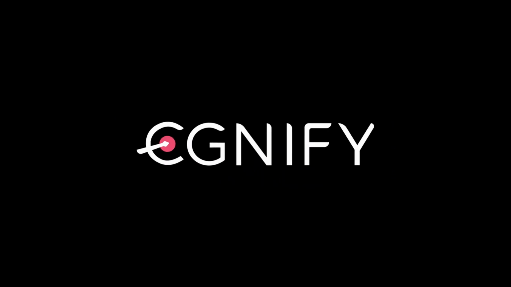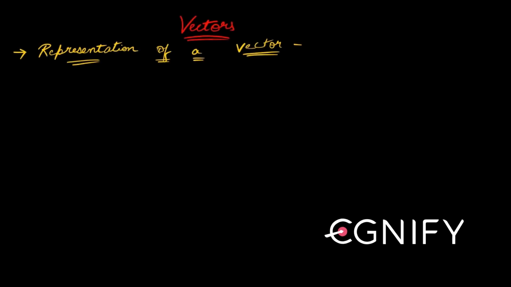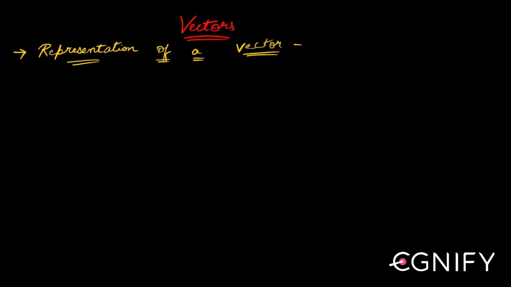In fact, even before we see types of vectors, there was something important to see, and that was the representation of a vector. How is it denoted? How is it represented, both mathematically and in the three-dimensional form? Let us look at all of that.